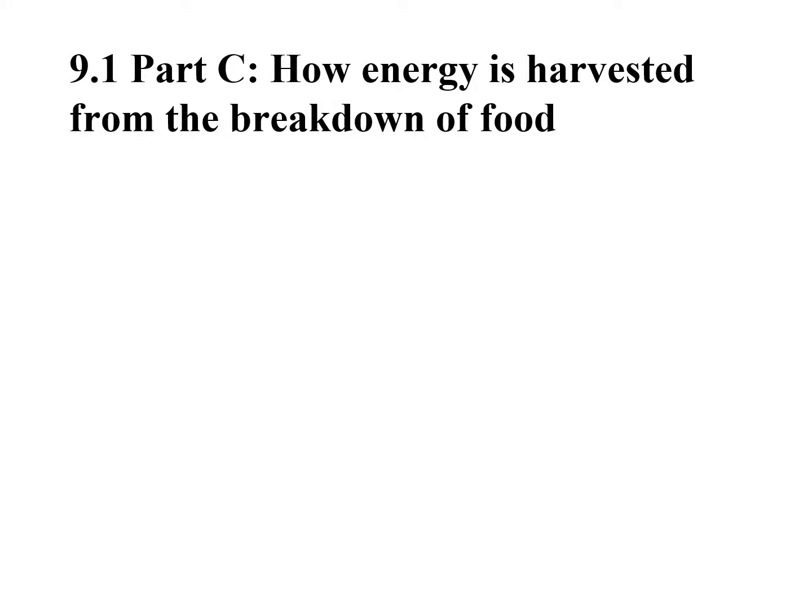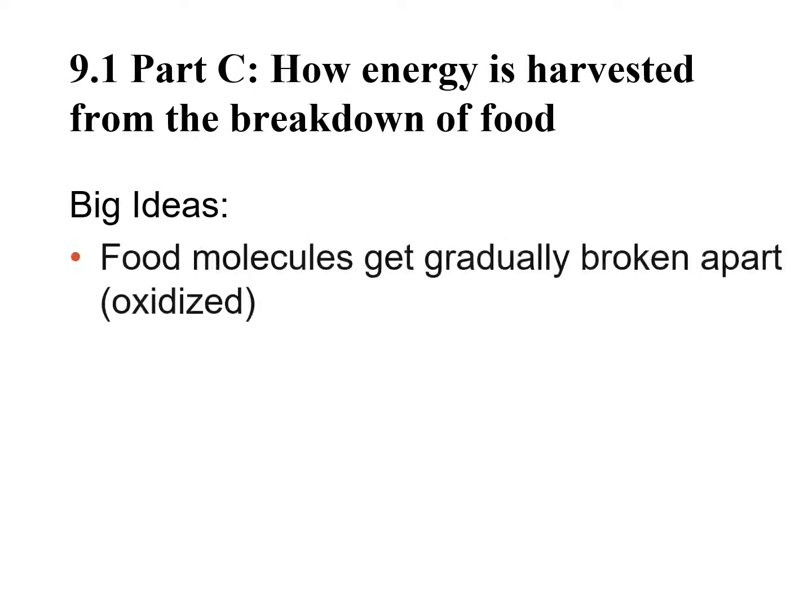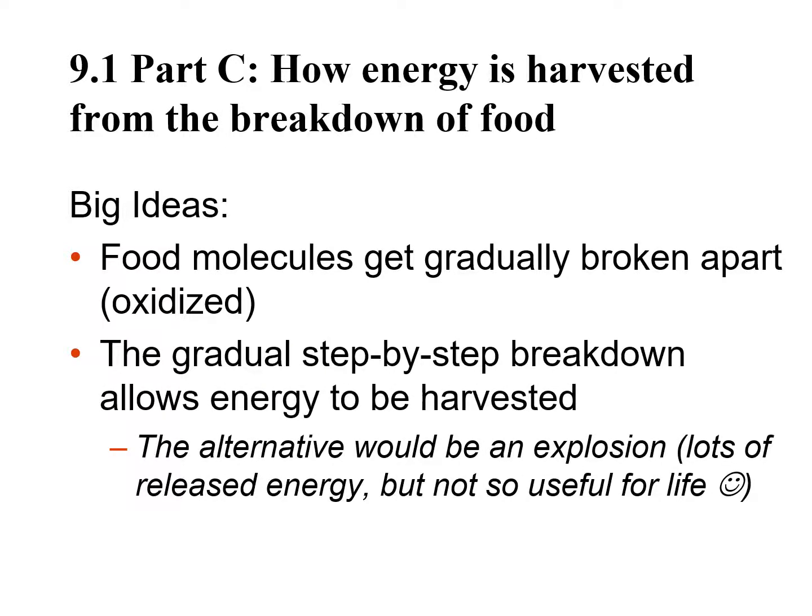All right, part C of this background information. This is looking at how energy specifically is harvested from the breakdown of food. So food molecules get gradually broken apart or oxidized. This gradual, step-by-step program is important because the alternative would be to simply blow it up, which creates a lot of released energy, but it's not really useful for life.